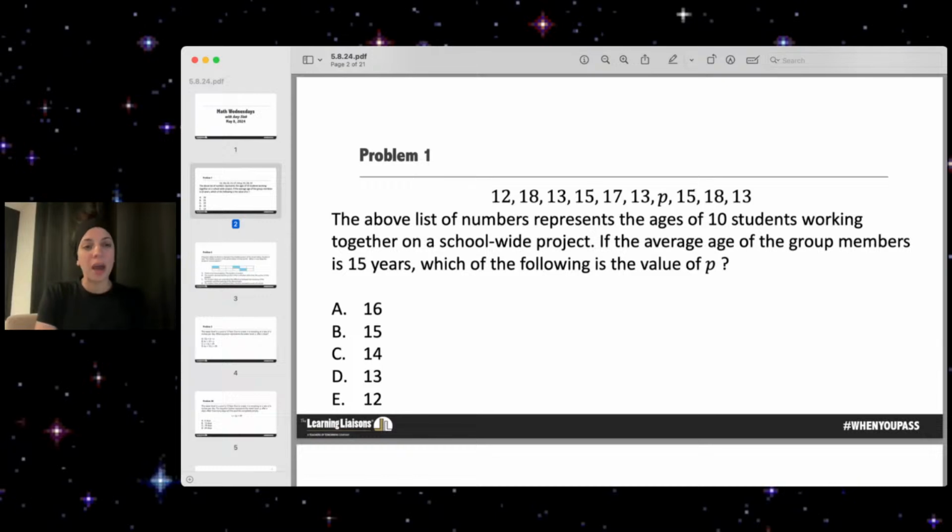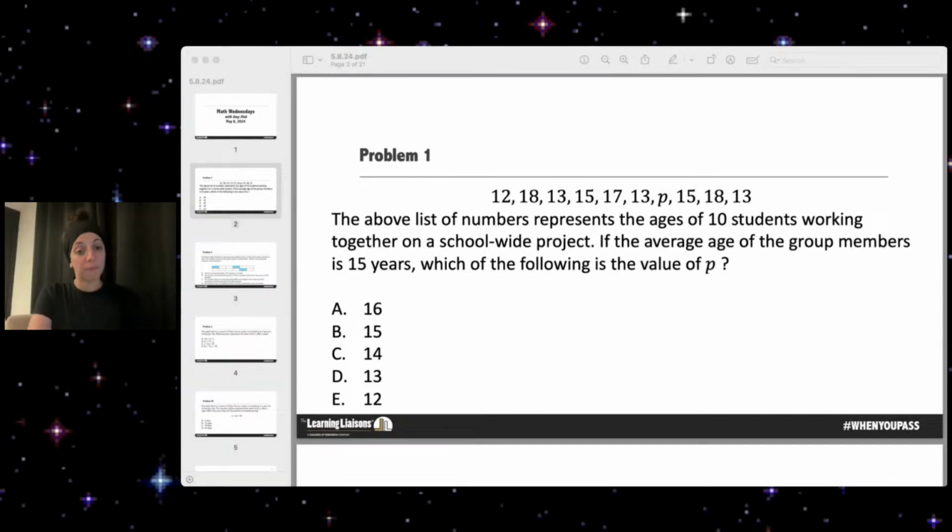All right. Problem number 1. The above list of numbers represents the ages of 10 students working together on a school-wide project. If the average age of the group members is 15 years, which of the following is the value of P? Which of the following is the value of P?